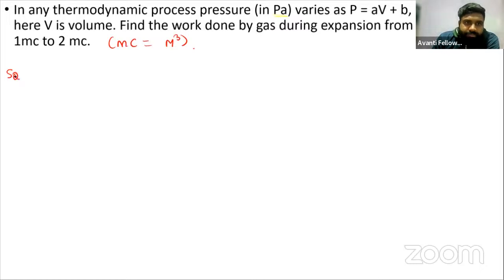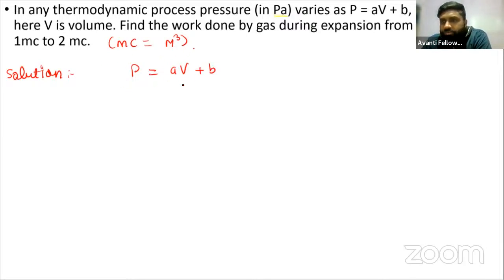Now, if we try to solve this question, firstly, the variation of pressure is given in terms of volume. So pressure is not constant here; it is varying according to volume. In that case, as we have discussed, to calculate the work done we have to take a very small change of volume. That is the differential work, dW equals P into dV. If you integrate it, you will get the total work done.